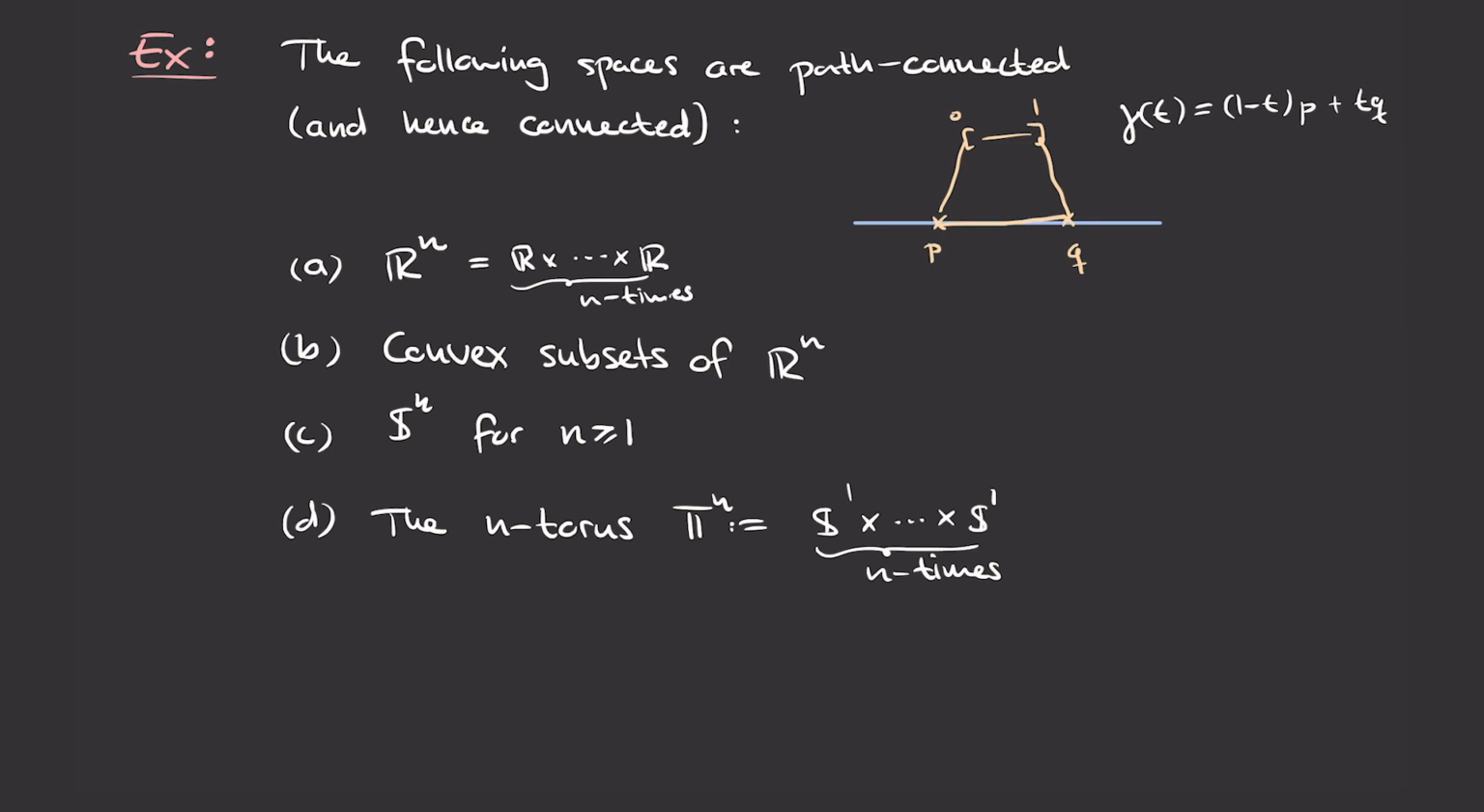All right, so that establishes that one copy of the real numbers is path connected, and we saw that finite products of path connected spaces are again path connected, so if we take the product n times the real line, then that space will be path connected as well. The next example of path connected spaces are convex subsets of Rn.